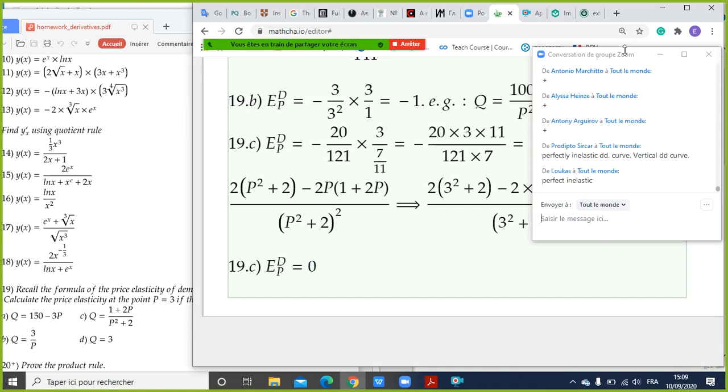That is exactly perfectly elastic. Well, it's not vertical. Well, it's vertical. Yeah, it's vertical when we plot it in the economic scale, so P and Q. Yes, perfect, great, thank you very much.